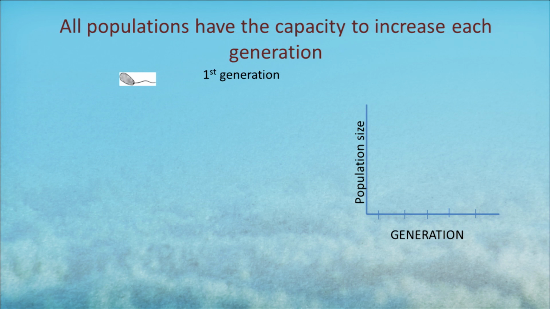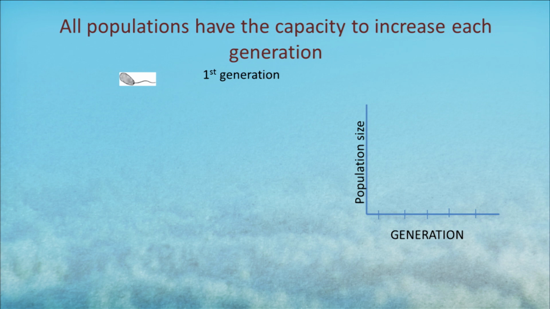So what we're going to do is start by looking at how populations can increase in time. If we take a look at this slide here, we notice that all populations have the capacity to increase each generation. I'm going to use a simple bacterium, which actually has the ability to divide every 20 minutes.